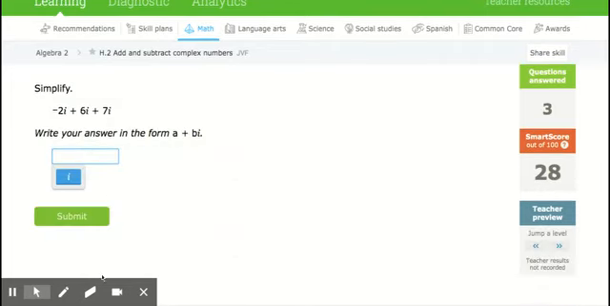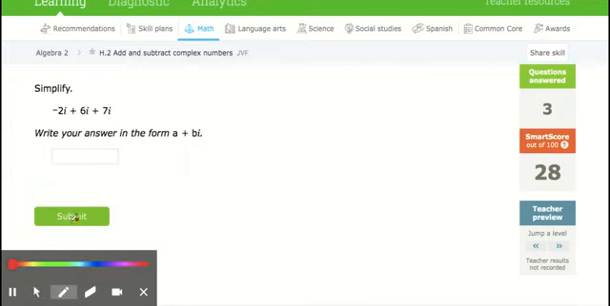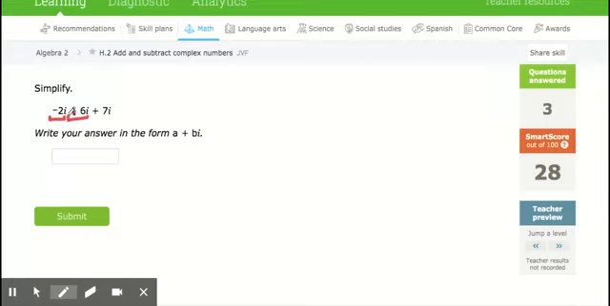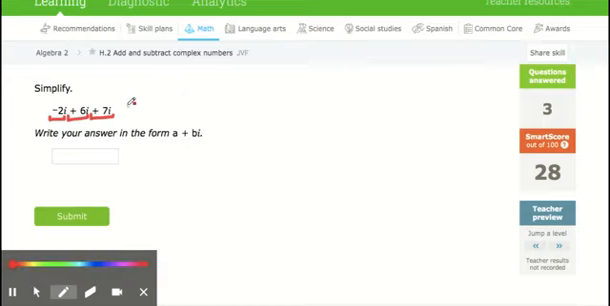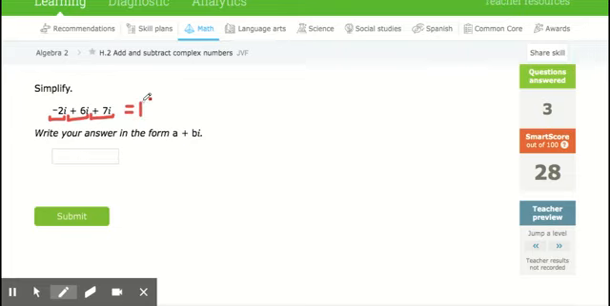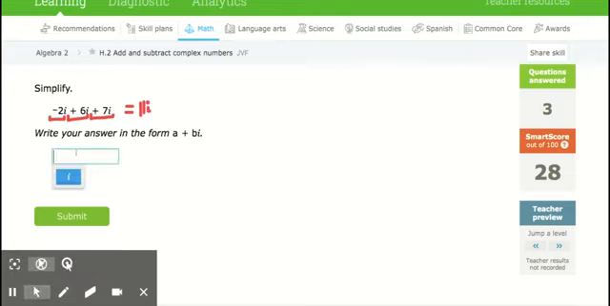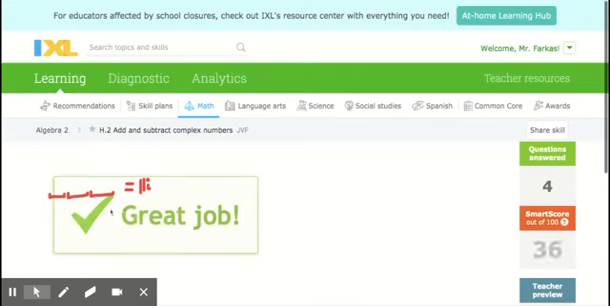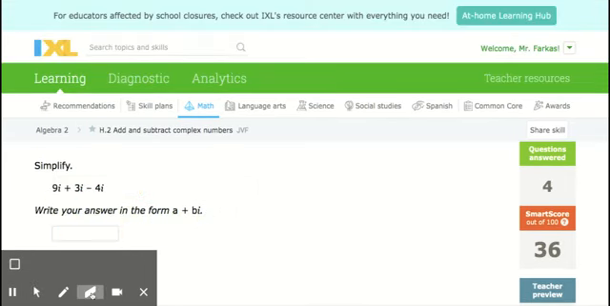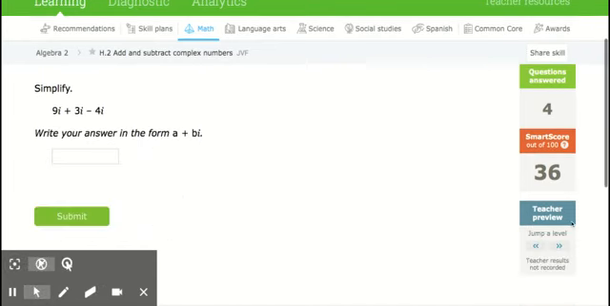All right, this one's a little bit trickier. Here you have negative 2i, positive 6i, and positive 7i. Since these are all like terms, you have to combine all of them. So negative 2 plus 6 is 4. 4 plus 7 would make 11i. All right, let's skip ahead a little bit to the problems that get a little harder.